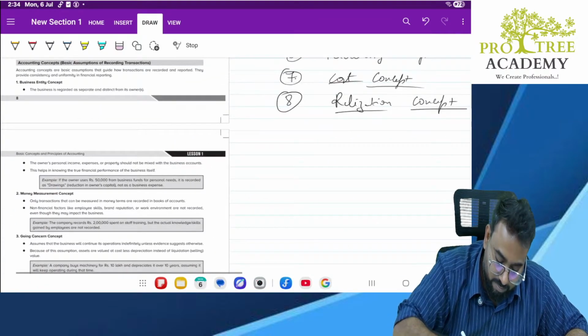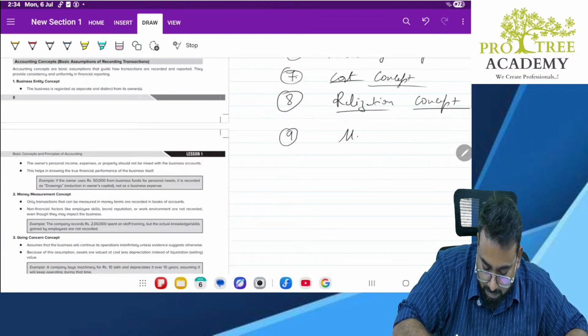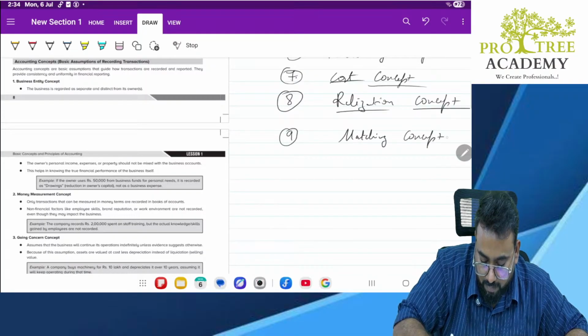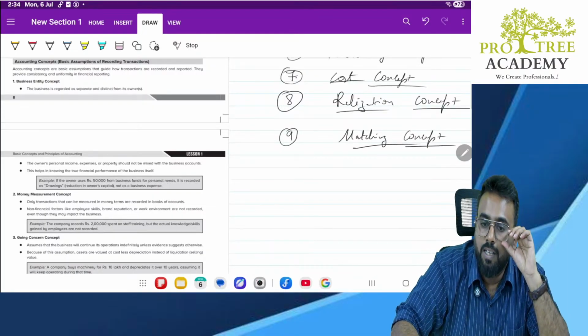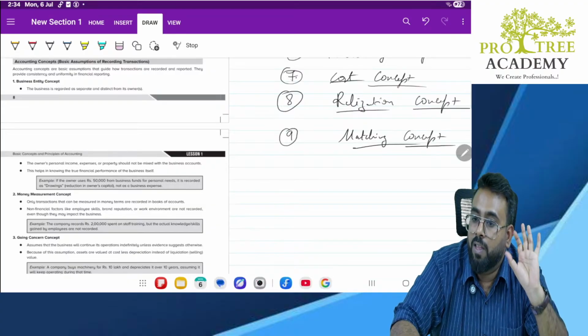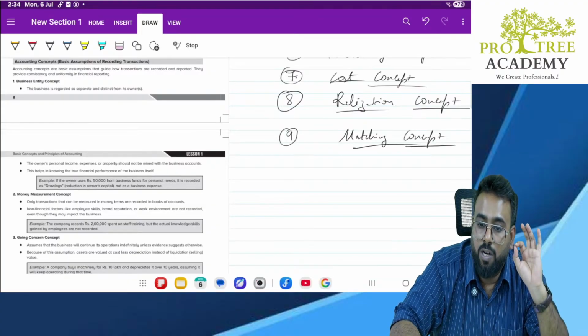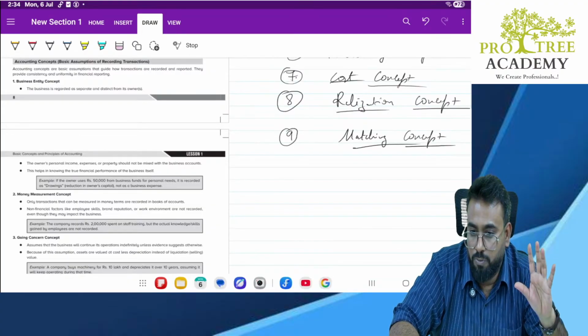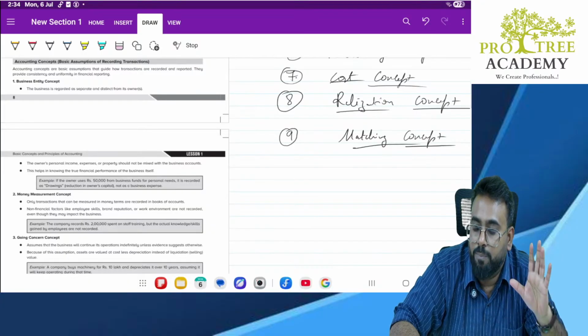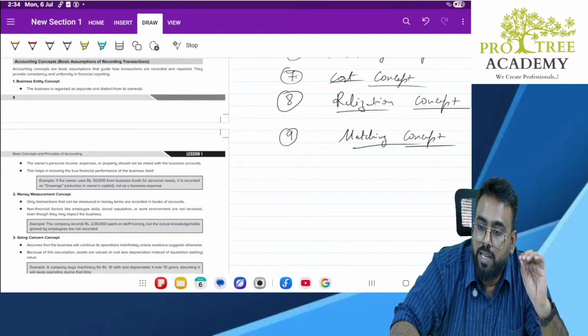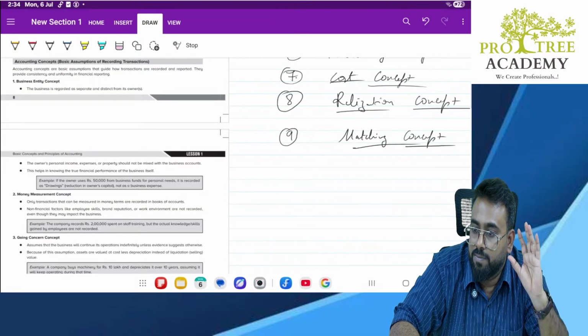Matching concept. Now, what is matching concept? The word matching says, simple, sir. Whenever we try to earn any income, my question to you, whenever you try to earn any income, will you earn the income without any expenditure?